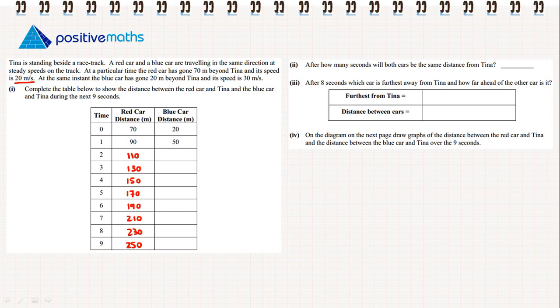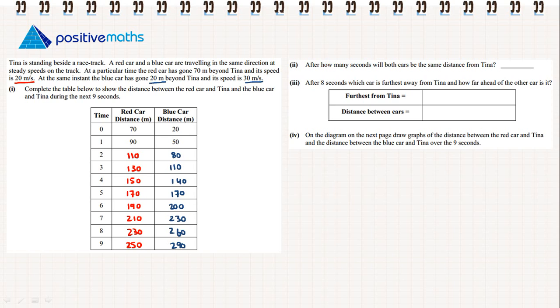So now let's fill in the column for the blue car. At the same instant, it's 20 metres beyond Tina and its speed is 30 metres per second. Again, the first 2 are filled in for us. So we have 20 metres, plus 30 gives us 50 metres, plus 30 gives us 80. So we continue to add on 30. So we get 110, 140, 170, 200, 230, 260, and 290.